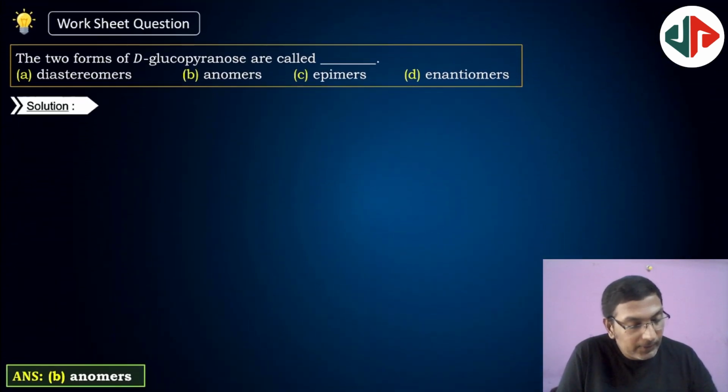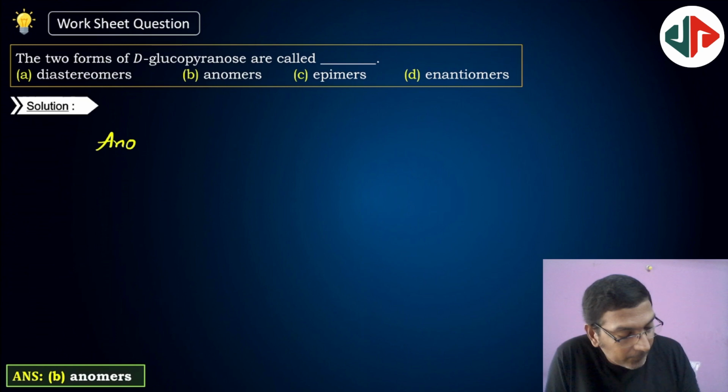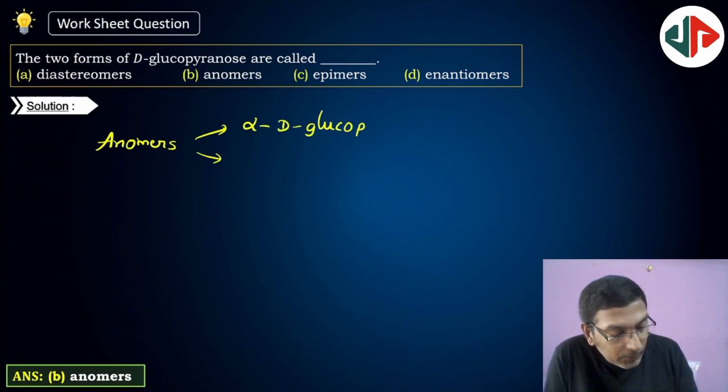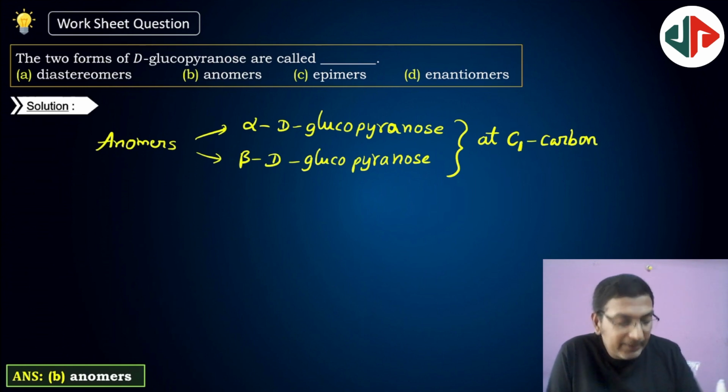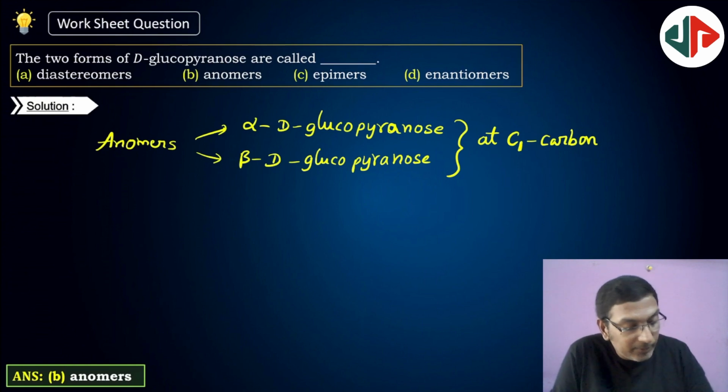Next. The two forms of D-glucopyranose are known as anomers. Anomers are alpha D glucopyranose and beta D glucopyranose. So these differ in configuration at C1 carbon, only at C1 carbon. Therefore option B.